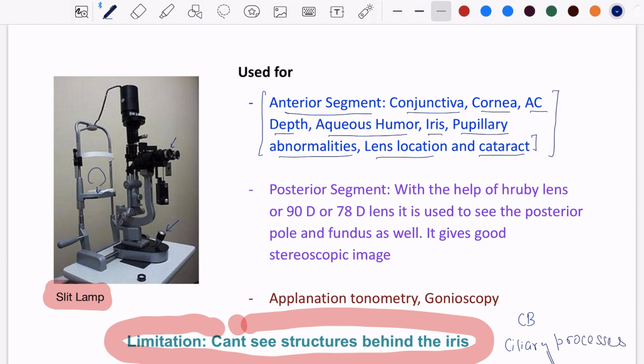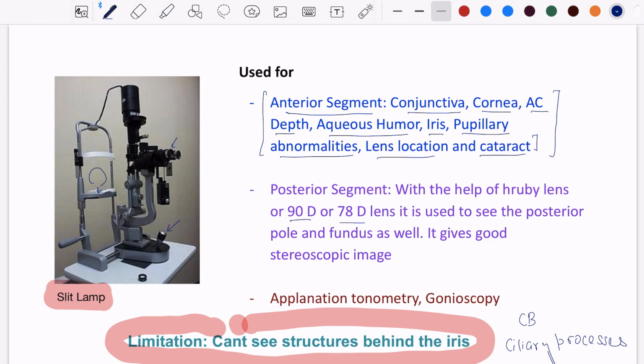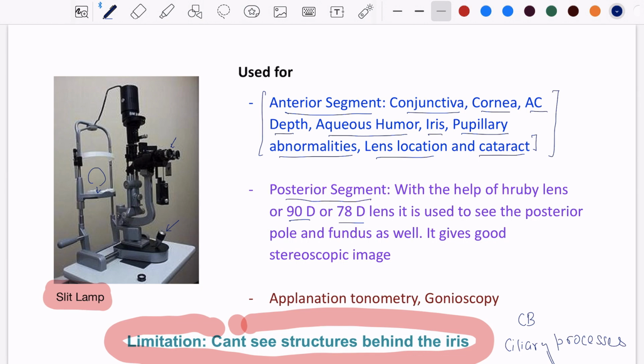With the help of certain lenses like 90D and 78D lenses, we can also see the posterior segment through the slit lamp. Remember, whenever we are using a 90D and 78D lens, we also have to basically see what is the correction factor that is there when we use it.